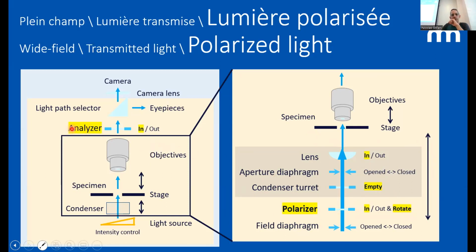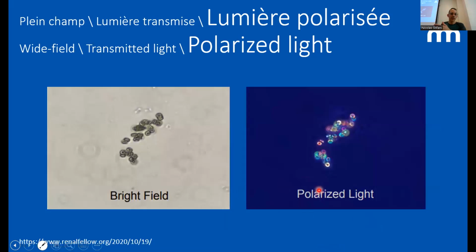To do that, you put an analyzer, and this analyzer is usually above the objective or after the sample. Some people actually place it directly on the slide and they rotate it. So this is a very cheap way to do polarized light microscopy. So you put these two things, and what you have as a result is bright field images, and polarized light gives you colors of things that are changing, or things that are changing the polarization of light.